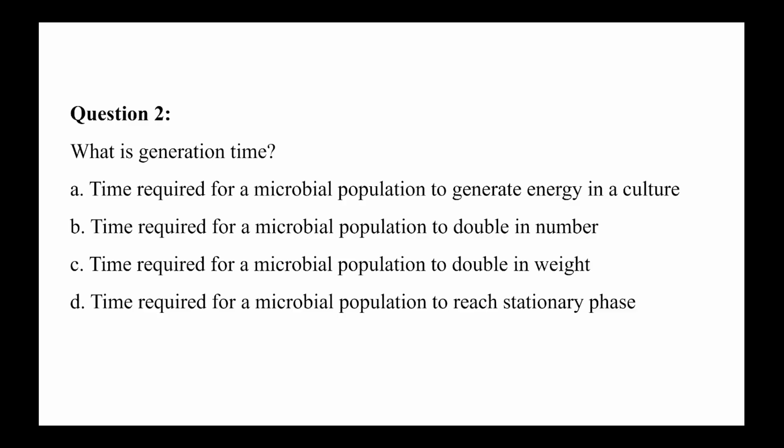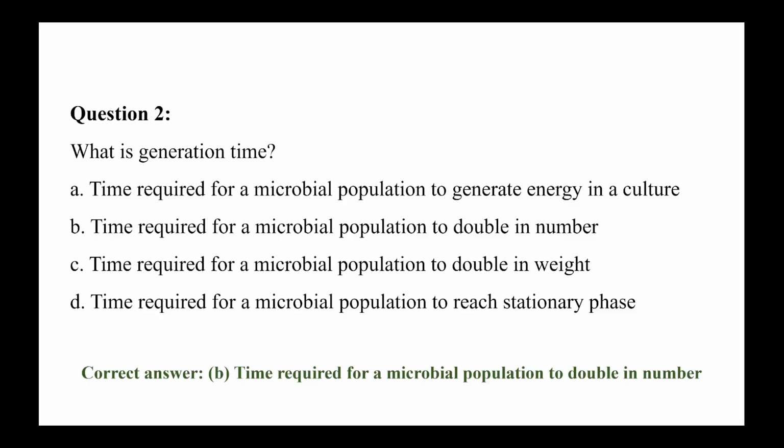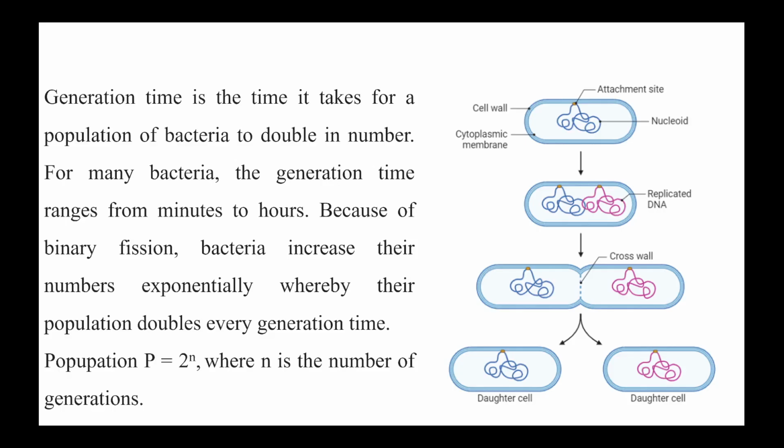Okay, so I'll tell you the correct answer is option B. So you were right. Time required for a microbial population to double in number. So generation time is basically the time it takes for a population of bacteria to double in number. So when a bacteria divides by binary fission, one cell basically splits into two. First, it duplicates its genome. So the DNA is duplicated. That is the replication part where two copies of DNA are present.